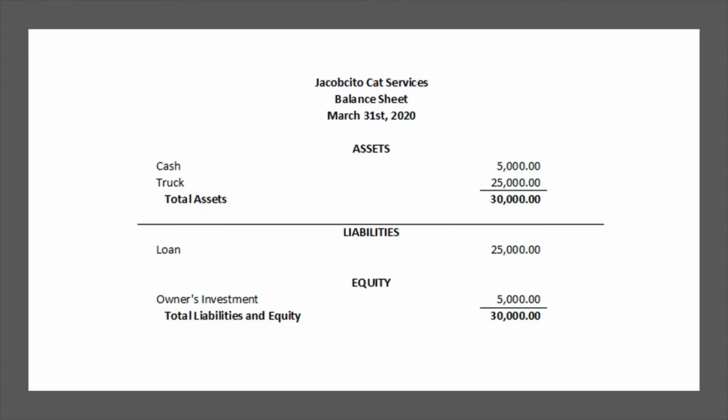Jacobcito Cat Services has not made sales in the first quarter, March 31st, 2020. On April 15th of 2020, they made their first sale. That will lead us to our next lesson, the income statement.